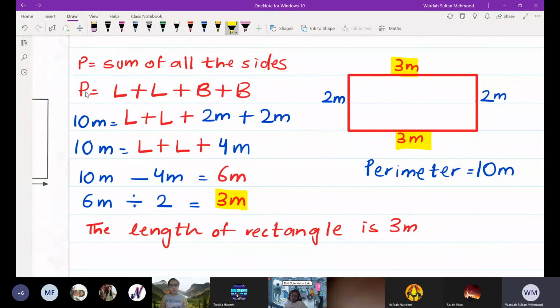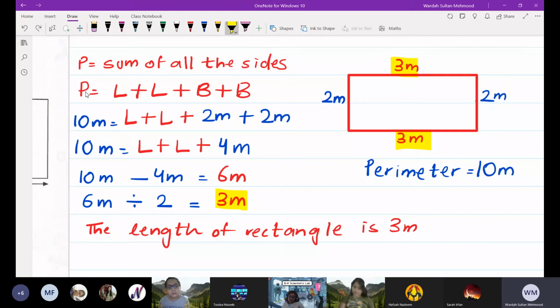I had the perimeter given, so I wrote it here, and I didn't have the length at that time. I got it later. So I wrote length plus length just like that. And then I had the breadths, so I wrote them here. After that, I can add 2 plus 2. I got 4 meters. The rest of the things would remain the same. Now, once you reach till here, there are 2 steps that you're going to do, the same 2 steps for each question of rectangle perimeter.